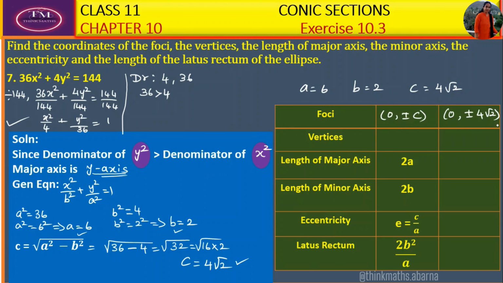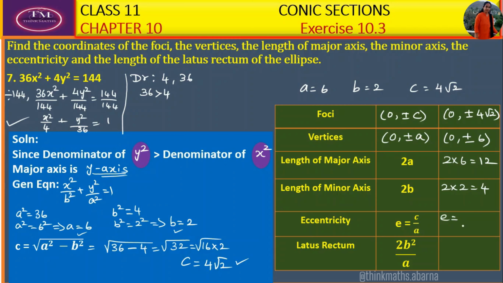Focus will be in y coordinate. Vertices is 0, comma plus or minus a, so it is 0, comma plus or minus 6. Major axis length is 2a, so it is 2 into 6, 12. Minor axis is 2 into b, so 2 into 2, 4.